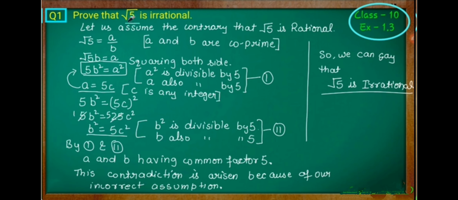Here it is clear b square is divisible by 5, so b is also divisible by 5. This is the second statement. Here students, by the first and second statements, a and b have common factor 5. And initially we supposed that there is no common factor other than 1. So this contradiction has arisen because of our incorrect assumption. That means whatever we supposed was wrong. So square root of 5 is not rational, and a number which is not rational is irrational. Hence proved.